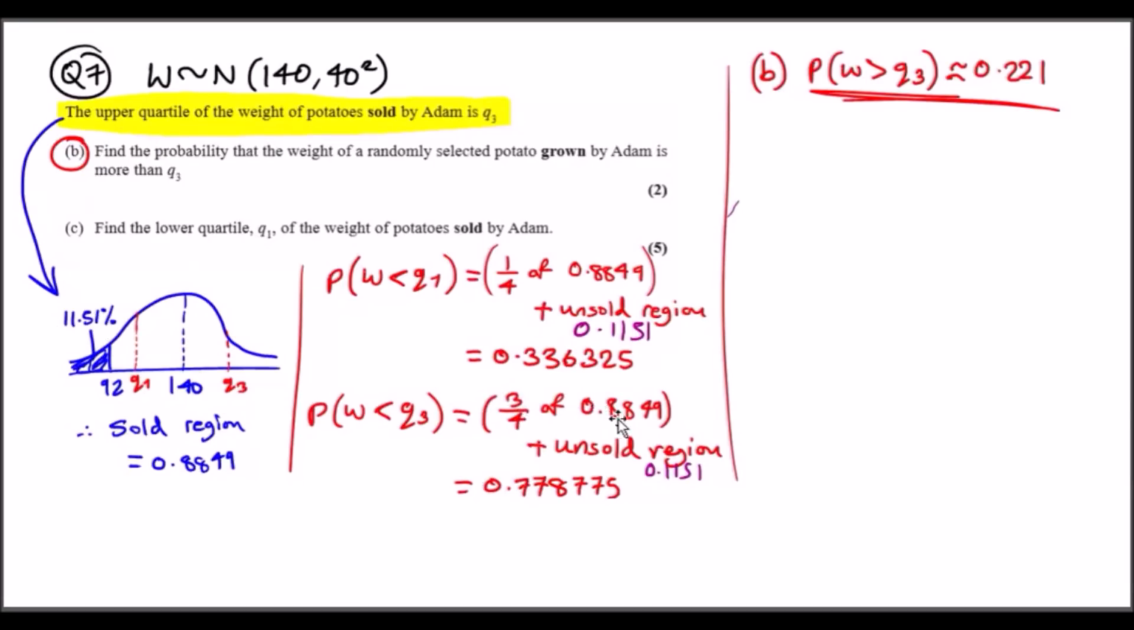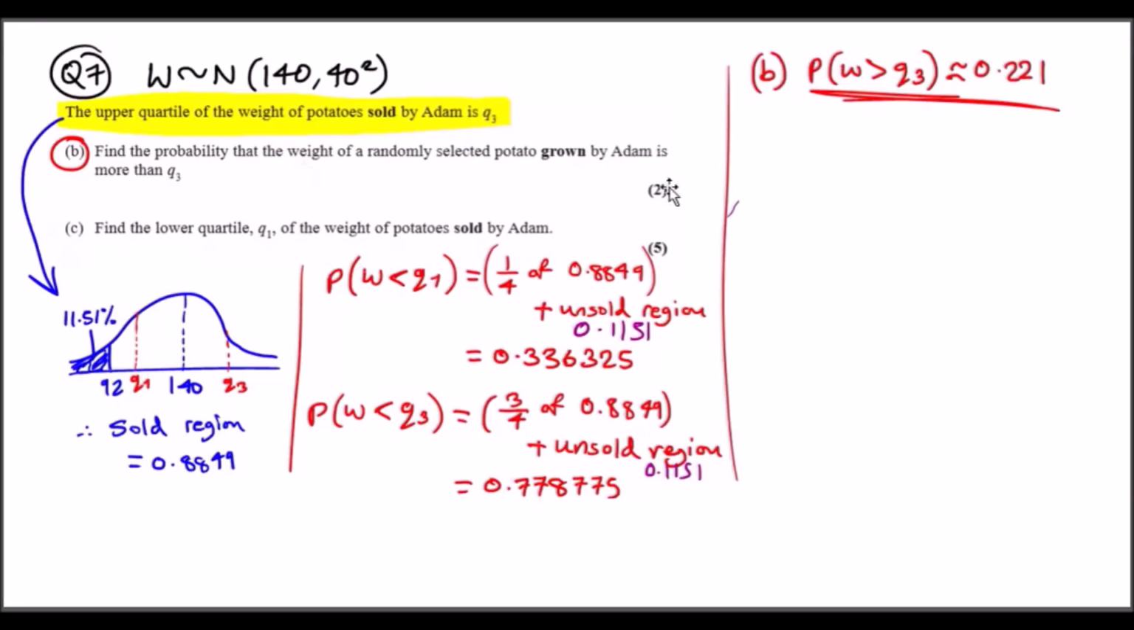So that'll give us this probability here: 3/4 of 0.8849. The reason why I added the unsold region is because if you don't do that, you're going to end up with the Q in the wrong place. It will cause a shift to the right, so if you add this, it'll move it correctly to where it should be. And you can do the same for Q1, because in part C they want us to find the first quartile, or the lower quartile, of the sold as well. So it's the same thing. You find 1/4 of the sold region and add it to the shift of the unsold, and that'll put it in the right place. So that's it.